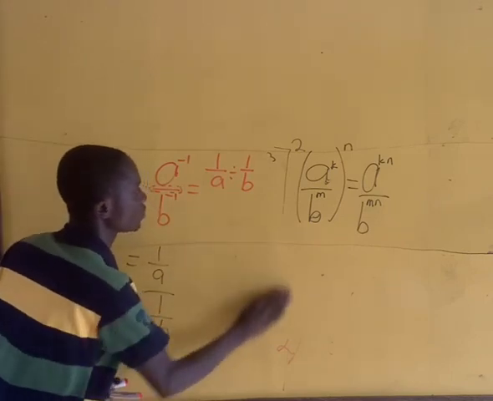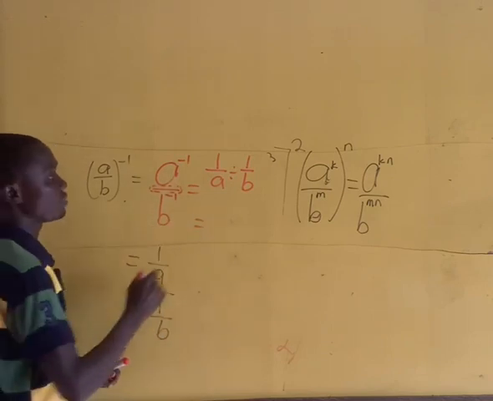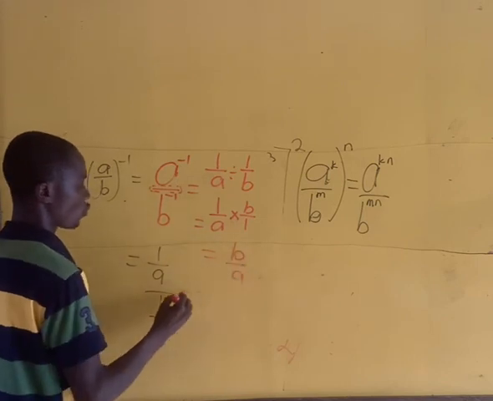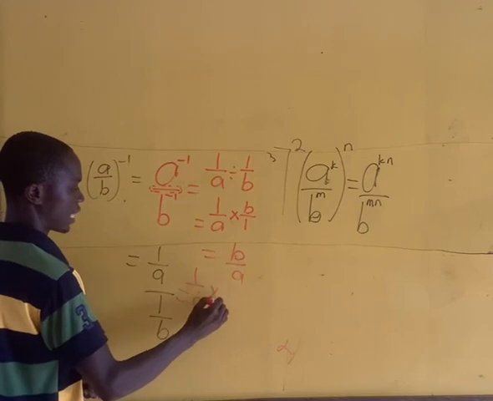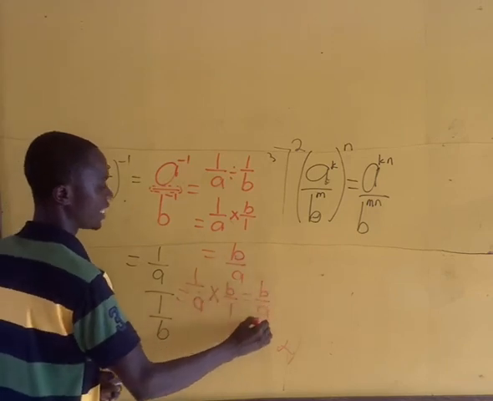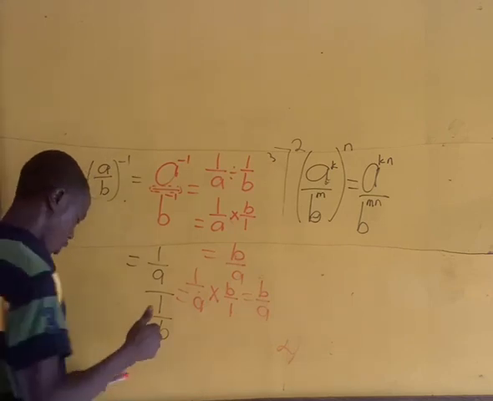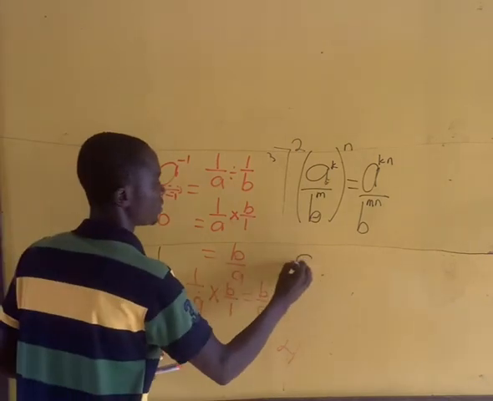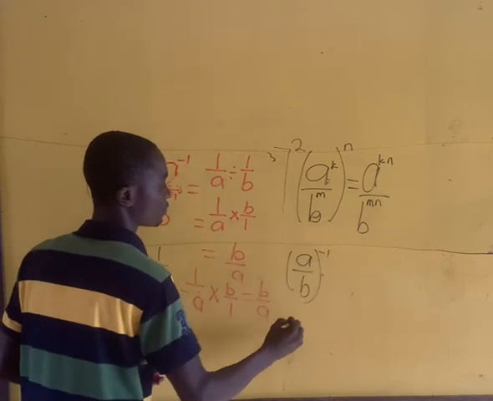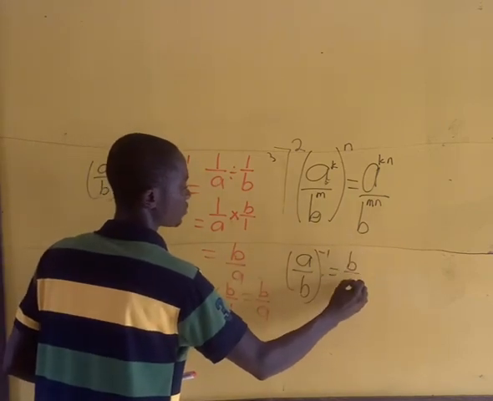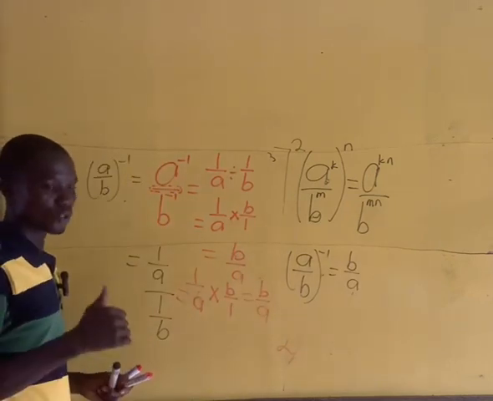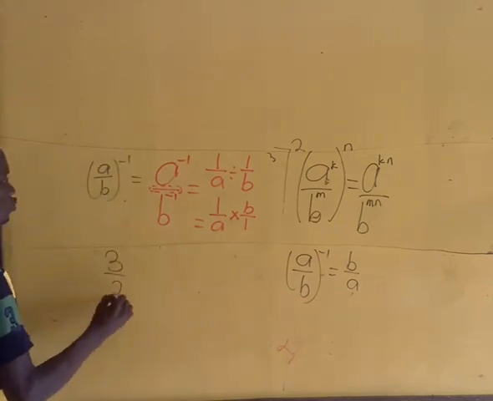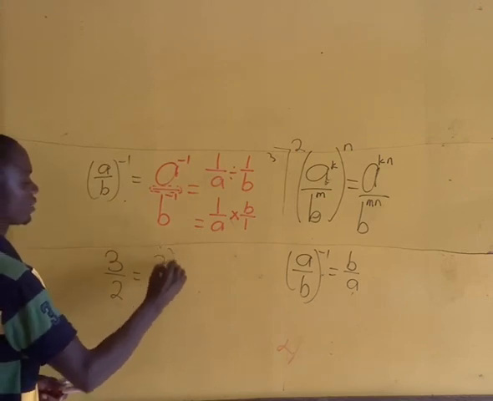Anyway, now this simply becomes 1 divided by A times B divided by 1, which gives B divided by A. A very nice approach. Okay, so we said that if we have A on B all to the power negative, we just turn it upside down and the power becomes positive. So if I have 3 divided by 2, this is the same as 2 divided by 3 with a negative power.